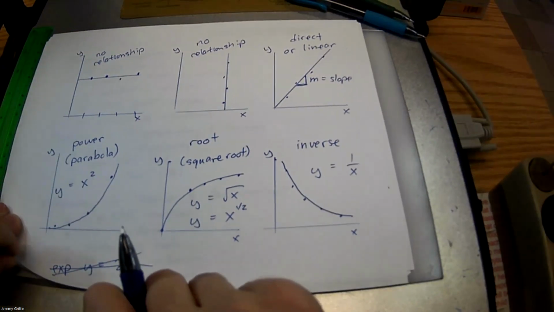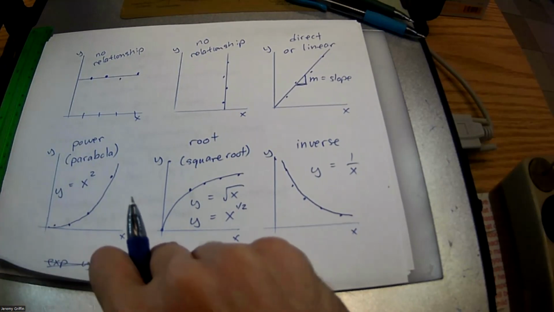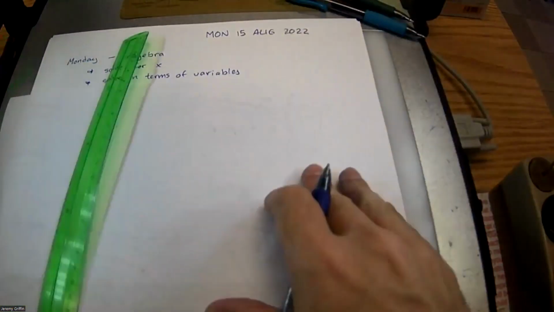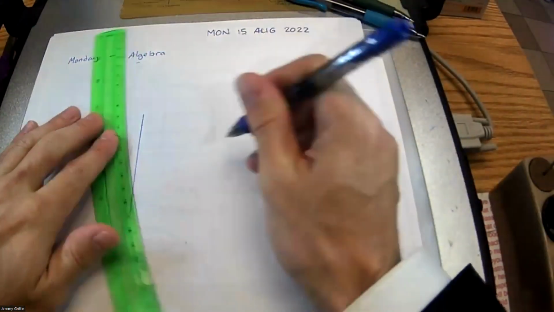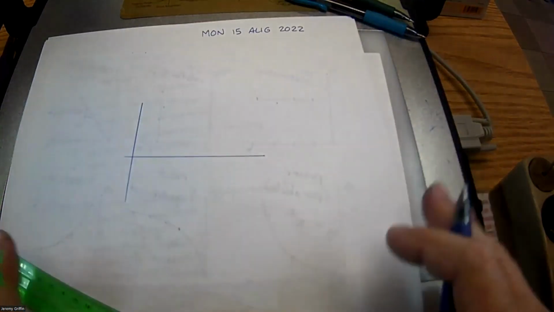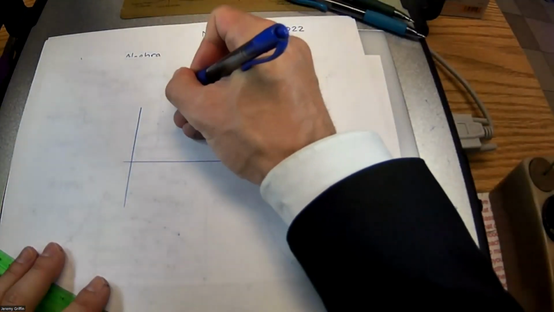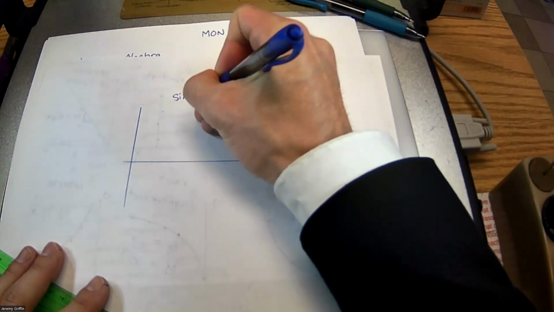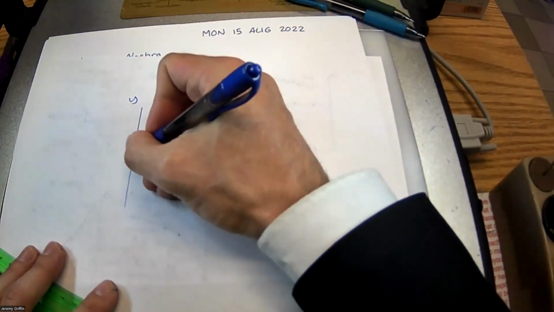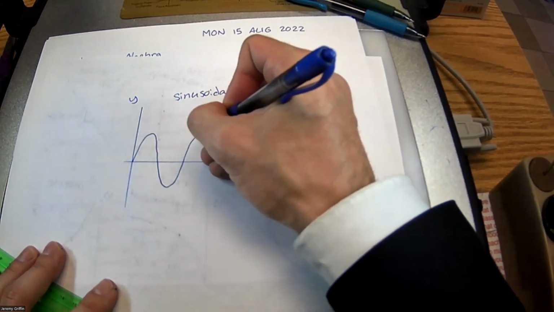Okay, so those are the graph shapes to look for when you guys are doing a bunch of labs this year. Let me throw one more graph shape on here just because it will pop up a few times. It's one called sinusoidal. So if you get anything that looks like some version of this.